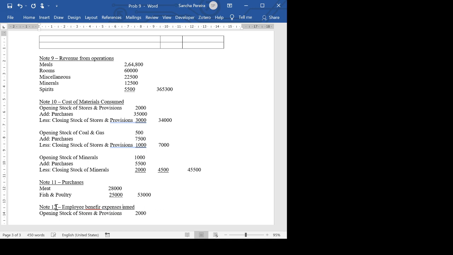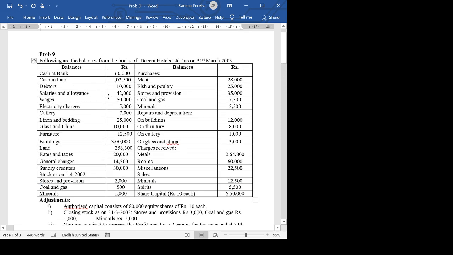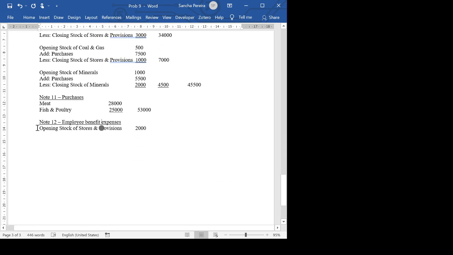Employee benefit expenses. I think we have some salaries or something like that. We have salaries and allowance 42,000 and wages 50,000. So this comes to 92,000.